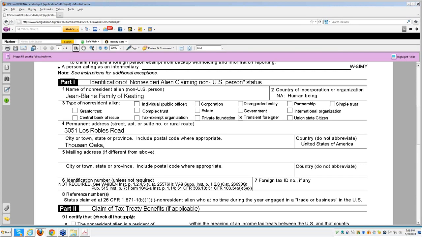Okay, your country is the United States of America. When you put your state in here, type it in lowercase letters because it's a country. That's a country.